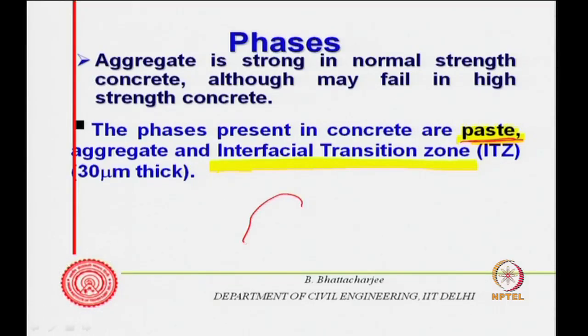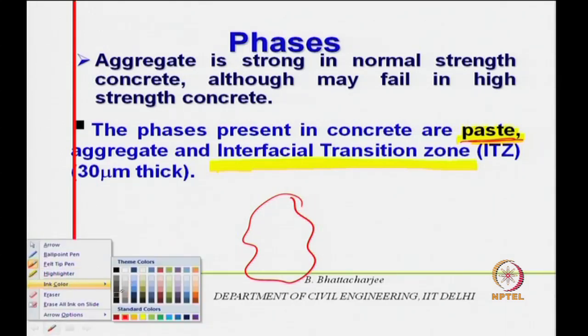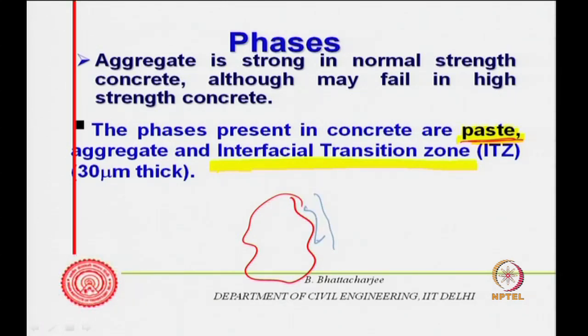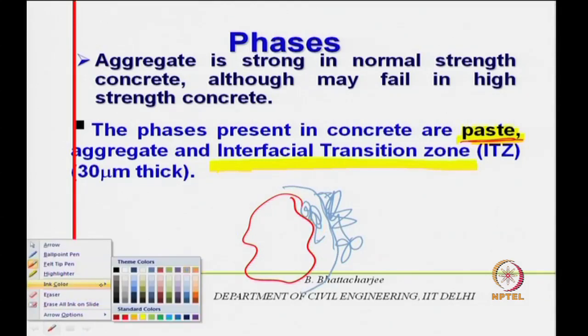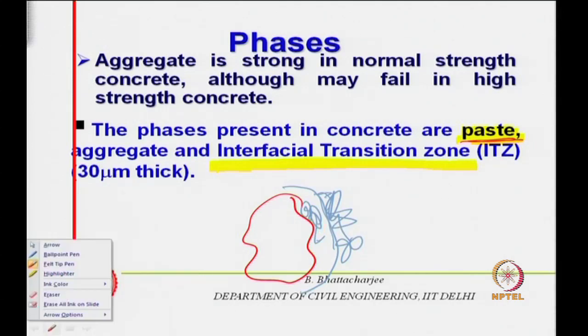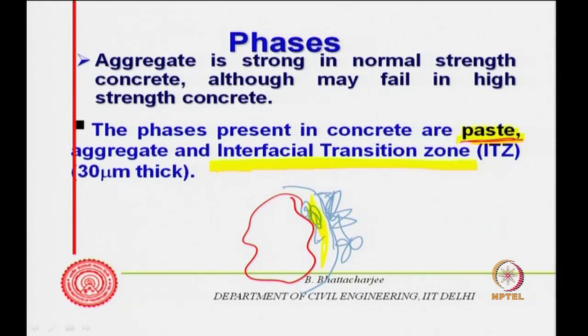All right. So, this we call the interfacial transition zone. So, this is nothing but your paste boundary. If this is your aggregate, this is the boundary surrounding it, and this could be something different. This is the bulk paste phase, let us say bulk paste.